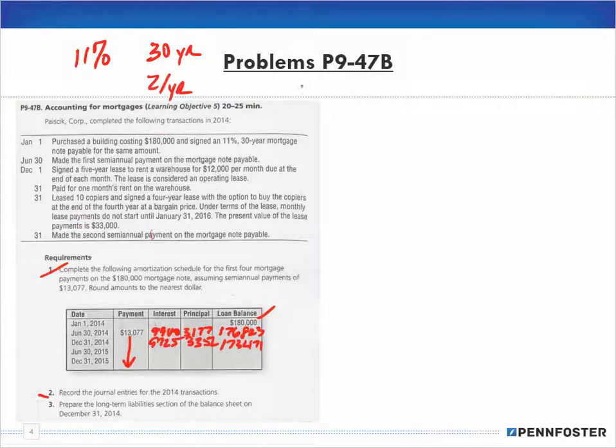Okay, so on January 1st, on 1/1, we purchased a building costing $180,000 and signed an 11% 30-year mortgage, note payable for the same amount. So we're getting a building, and building is an asset, so we're going to debit building for the amount of $180,000. And we're taking on a note payable, which is liability, for $180,000, right? So that's January 1st.